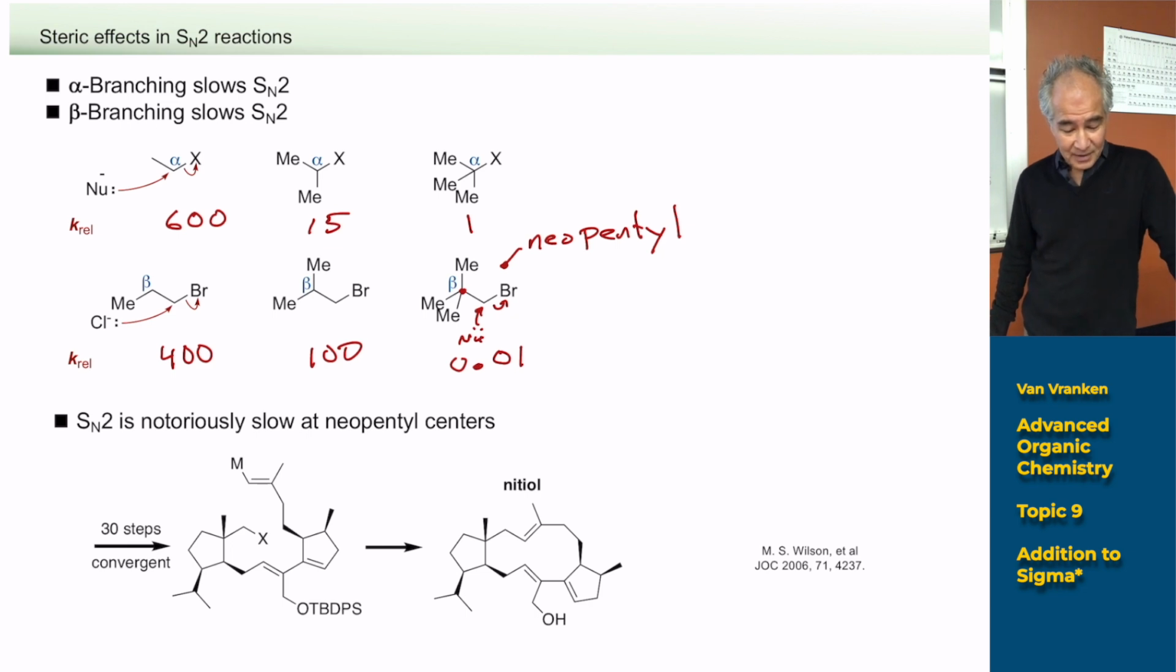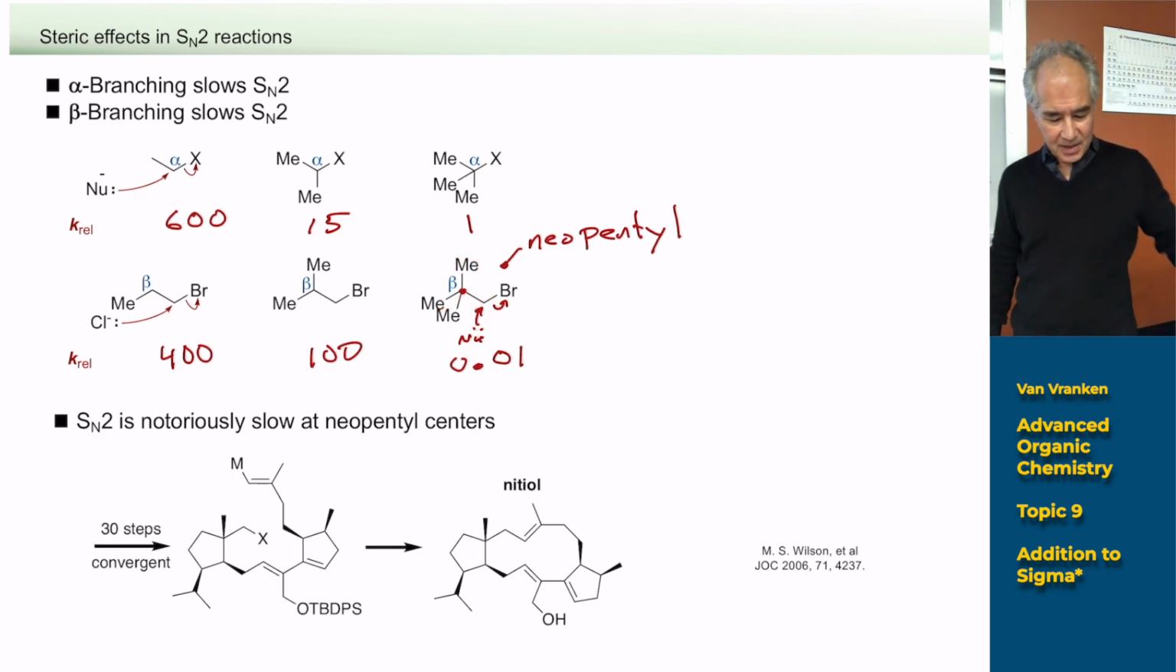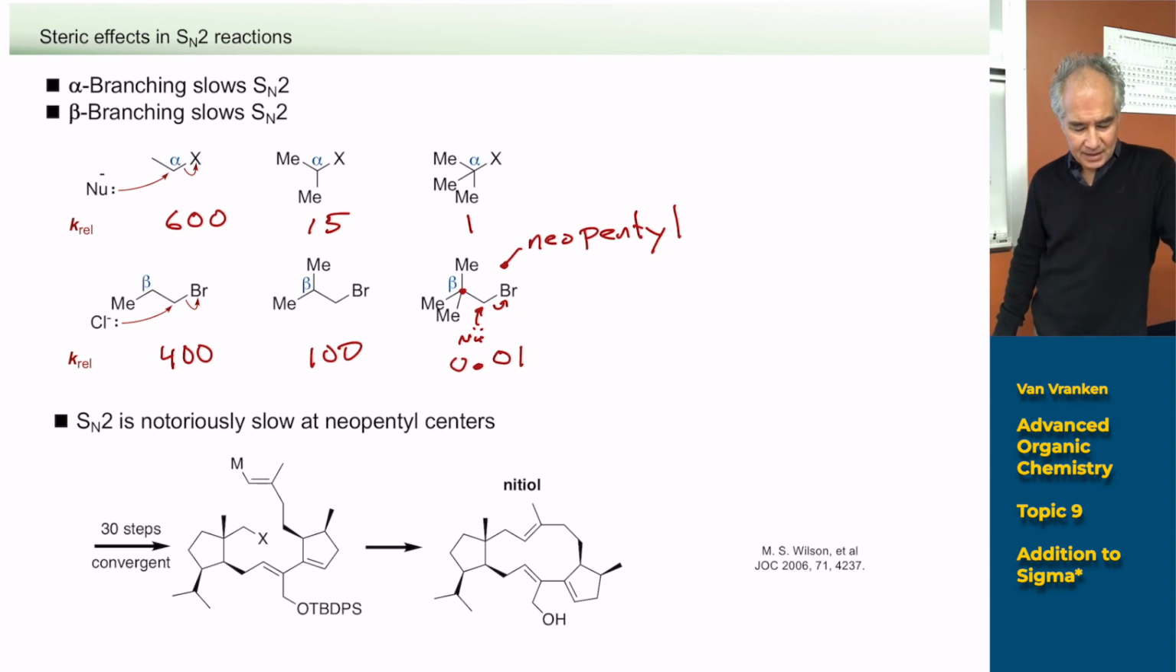So if you ever learned that you're not supposed to do SN2 at a tertiary center, neopentyl should look way worse to you. There is no way that this nucleophile can wiggle its way in here. There's just no way that a nucleophile can get in here without bumping into one of these methyl groups. Those methyl groups are right in the trajectory, preventing any nucleophile from getting in. So the substitution at neopentyl centers is notoriously difficult.